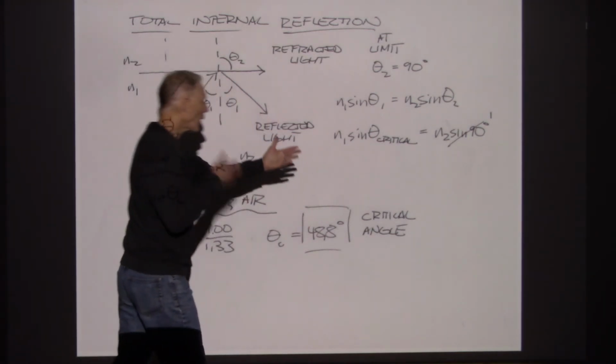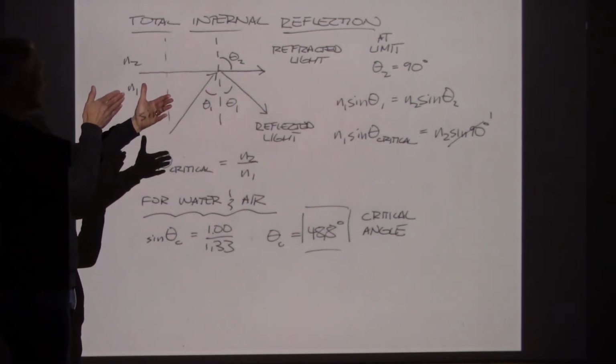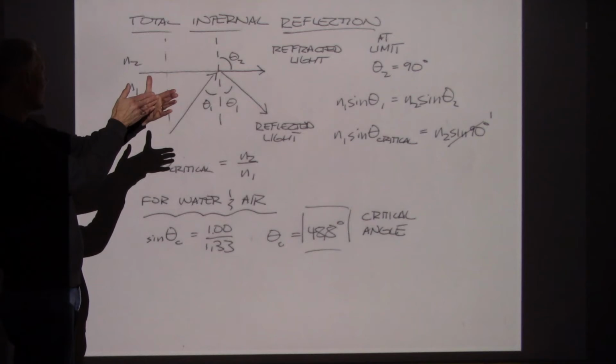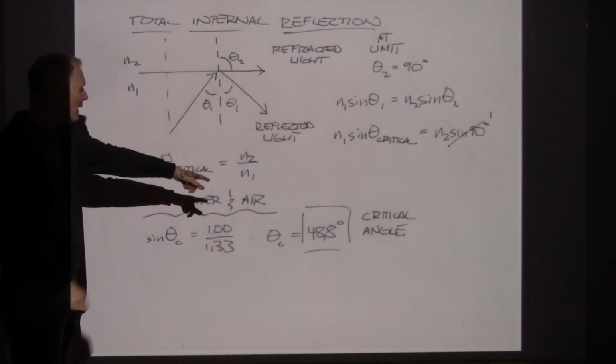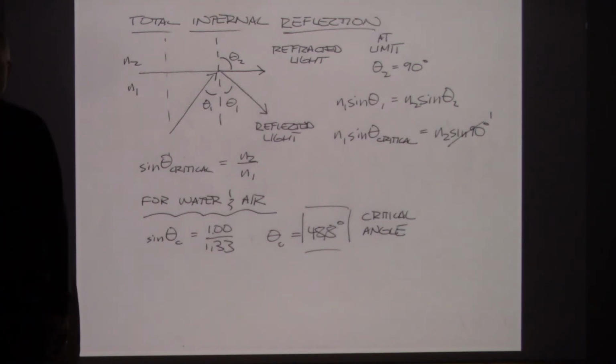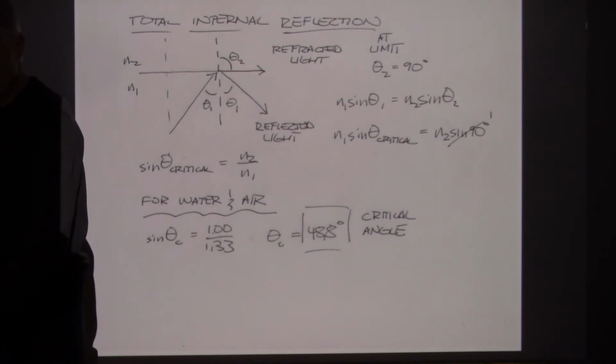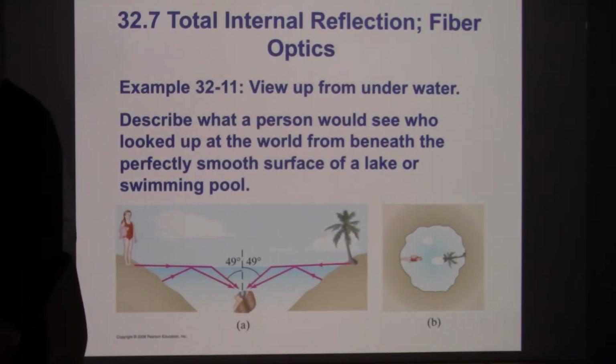It says if the light strikes the water-air boundary coming in from the water at an angle larger than 48.8 degrees, the light totally reflects inside the water. It can't escape. The light will not exit. And so that creates these effects.